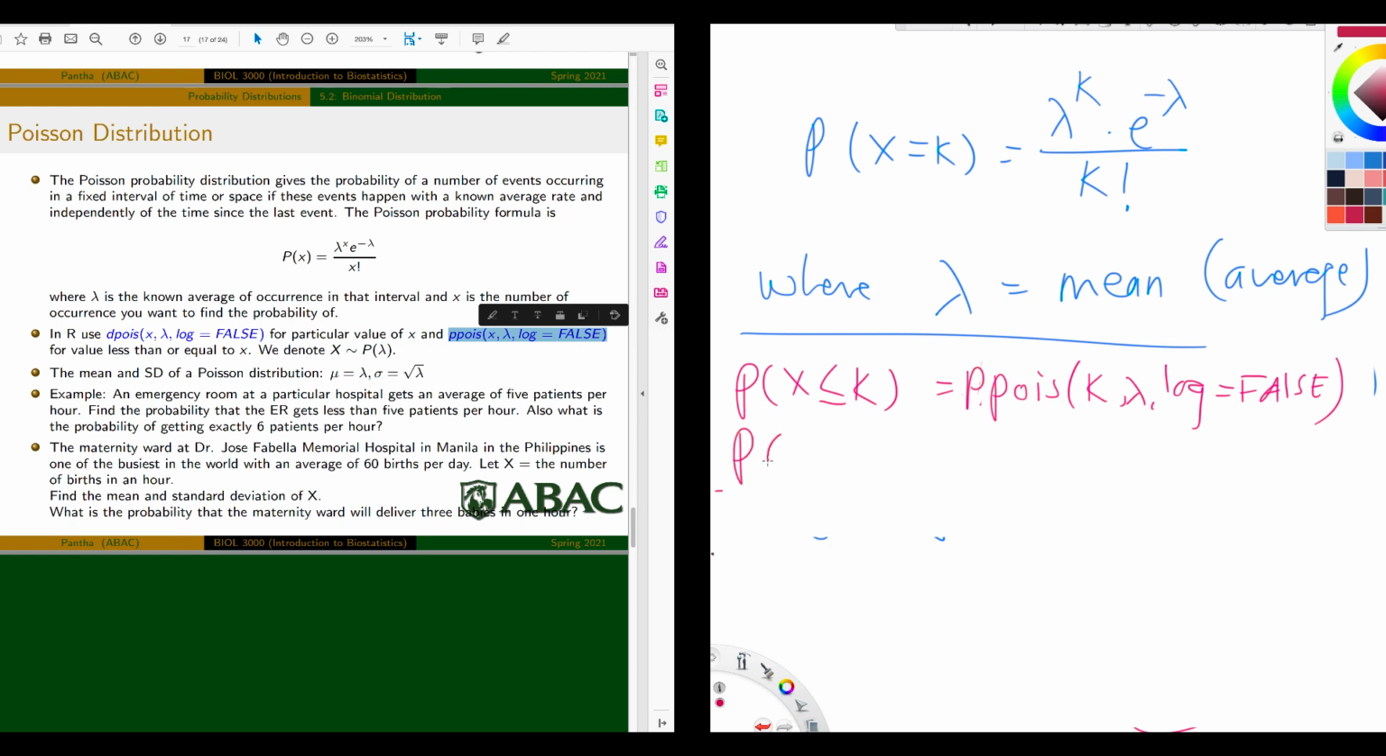And then if you want to find out x equals to k, that will be dpois. D is for discrete, right? So you just do the same thing here. That's how you use it in R. Okay, I'll show you that.